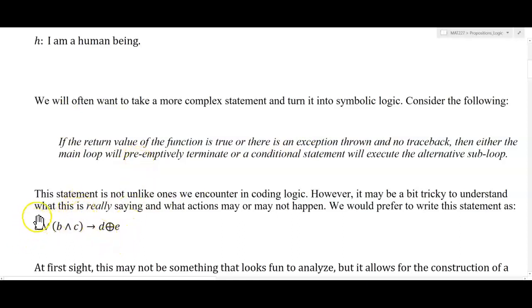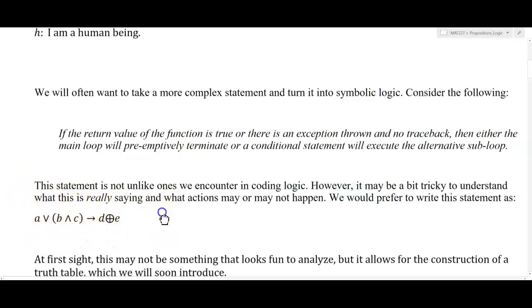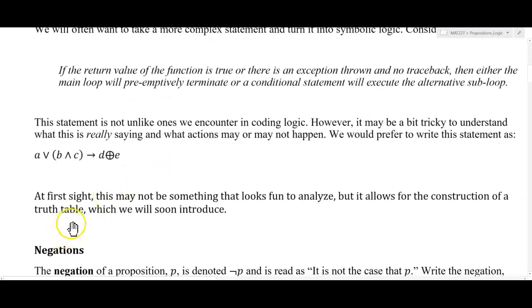So actually the letter A stands for the return value of the function is true. B is there is an exception thrown. C is no traceback. This little V operator, that's actually the word or. So when you connect two simple statements with a disjunction, we'll talk more about this soon, then you can actually take a series of simple statements and combine them to form that compound statement that you're interested in. At first sight, this may not be something that looks fun to analyze, but it allows for the construction of a truth table, which we will soon introduce.